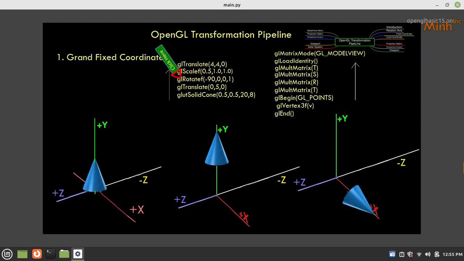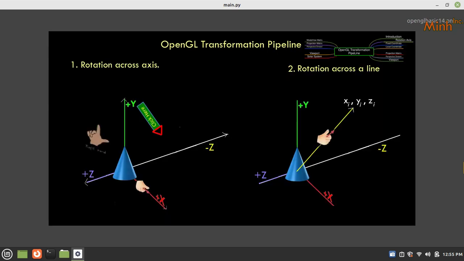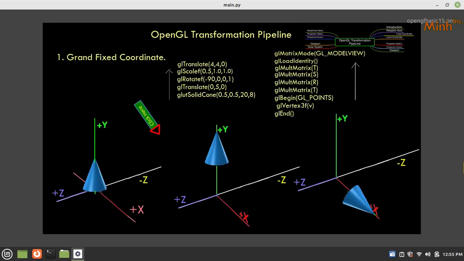Okay, now we'll move to the model view matrix. For the model view matrix, the first object needs to be kept at the origin, and then we'll proceed with the transformation.